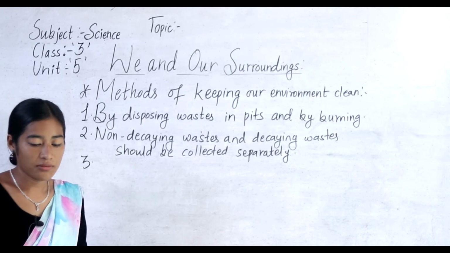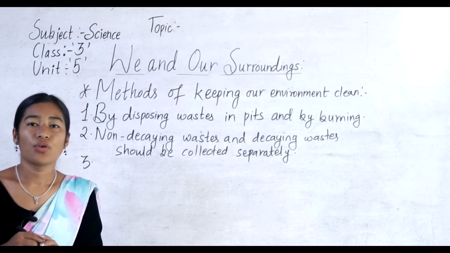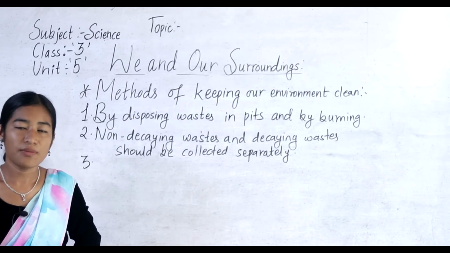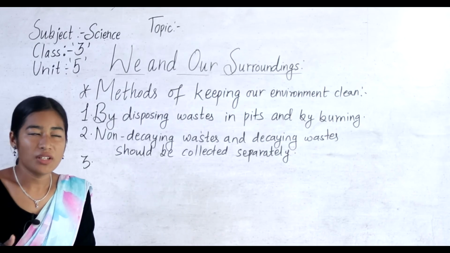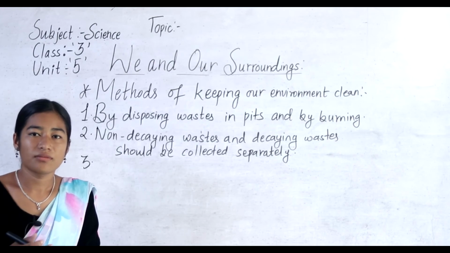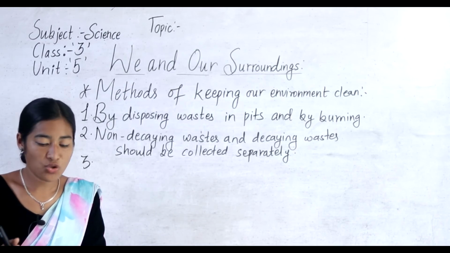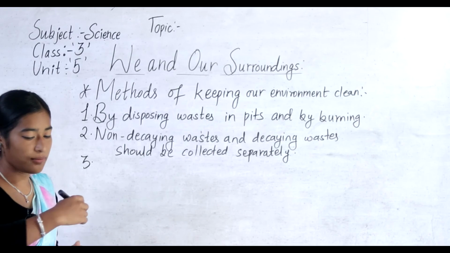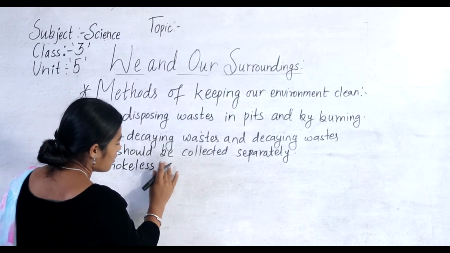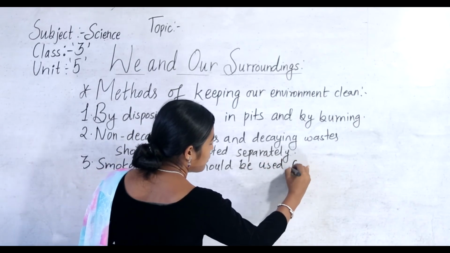Then the third point is, instead of firewood, दाउराको सट्टो we should use a smokeless oven for cooking. A smokeless oven makes our air free from pollution. If we use firewood, it also affects our health. So a smokeless oven should be used for cooking.